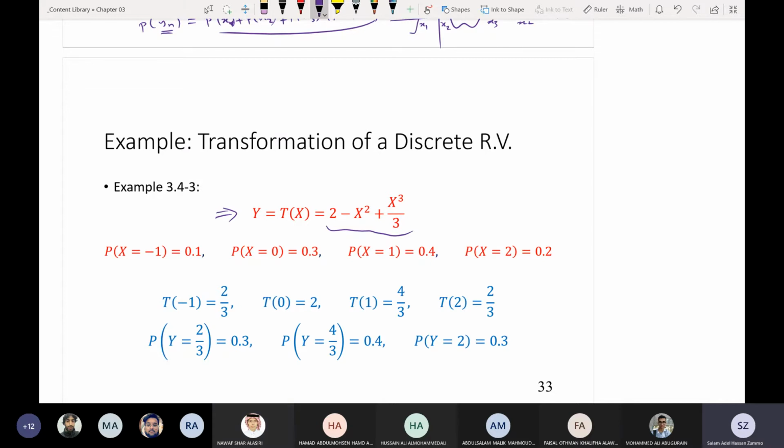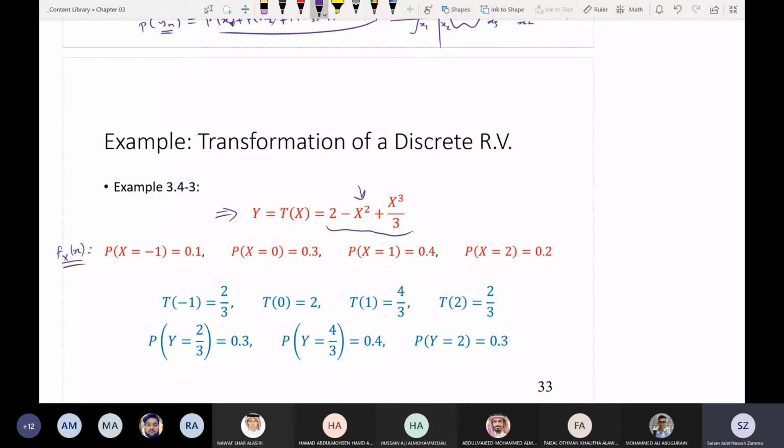Non-monetary. Why? Because it is increasing at some point, and because we have x squared and x cubed. Okay. So now let's see in the question.